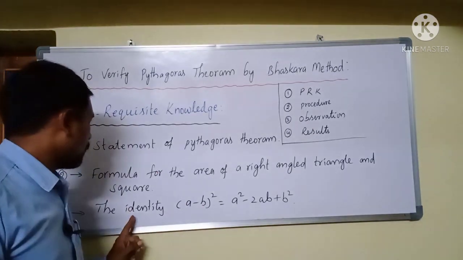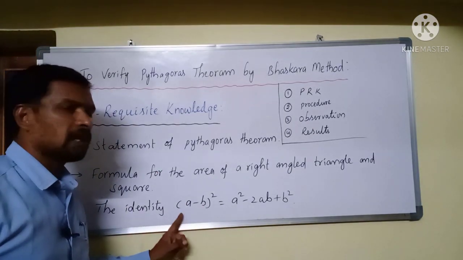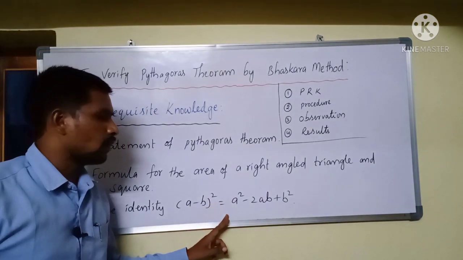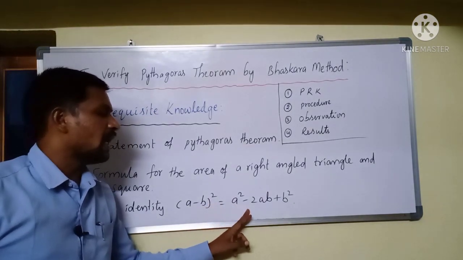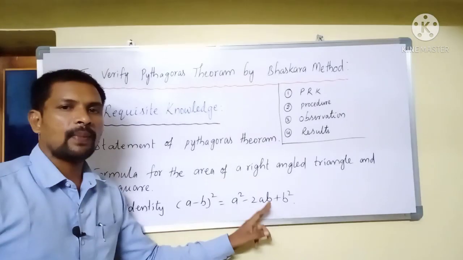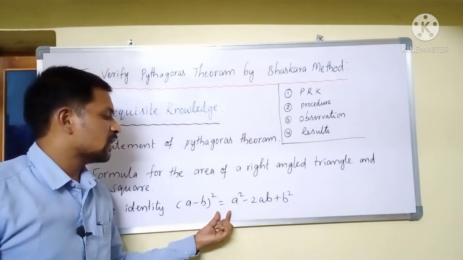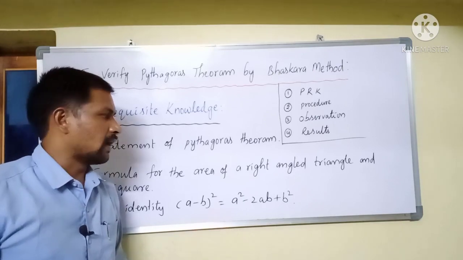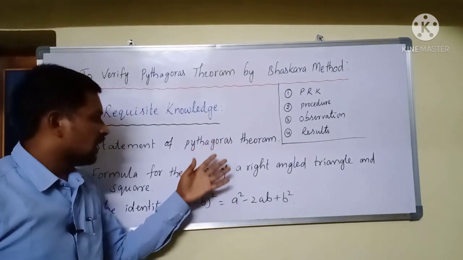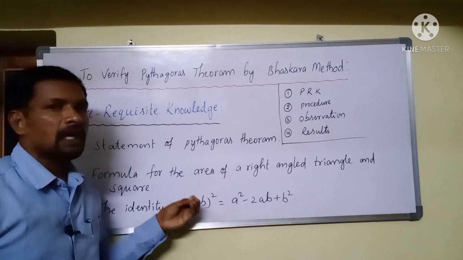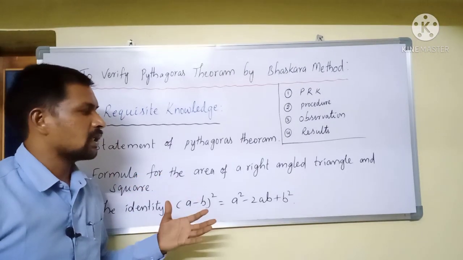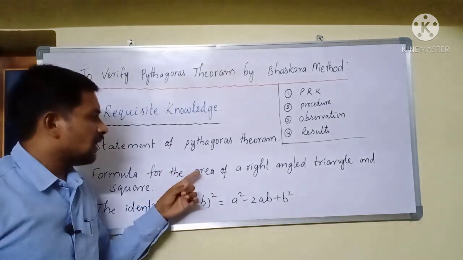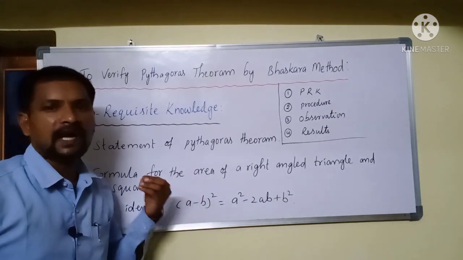Then third one, the identity a minus b whole square is equal to a square minus 2ab plus b square. So this is what we should prove. These are the 3 basic prerequisite knowledge to complete this project. We will see one by one in detail.